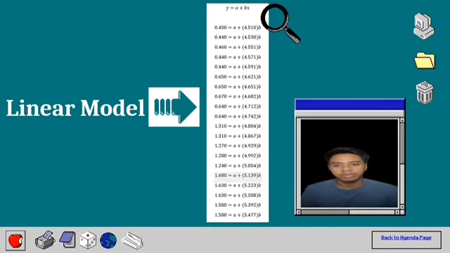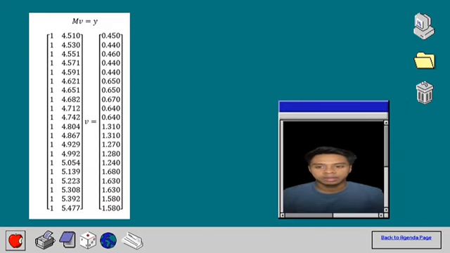Firstly, I will begin with the basic mathematical method, which is the linear method. As you can see here, the equation for the linear model is y equals a plus bx. Therefore, from the 20 data that we have, we can substitute the value of x and y into the linear equation. After that, we can set up the matrix M with dimension 20 by 2 and the matrix Y with the dimension of 20 by 1.